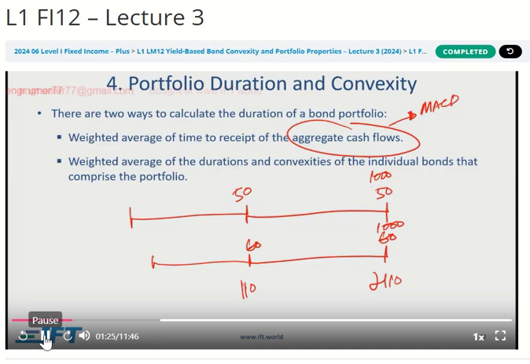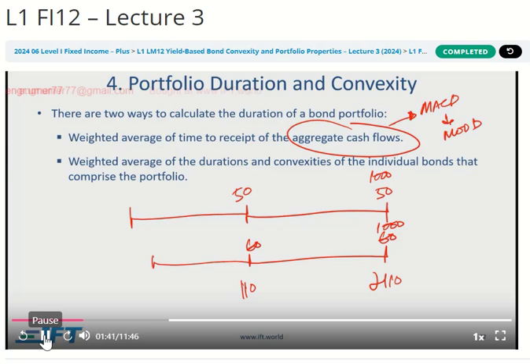Weighted average number of years till you get your money back. And then based on that, you could calculate the mod D of the entire portfolio. So that is theoretically the best way of going about this. But it's a very lengthy way, right?